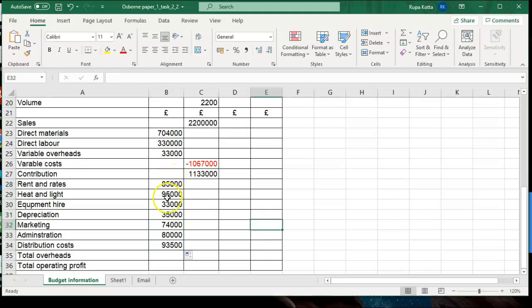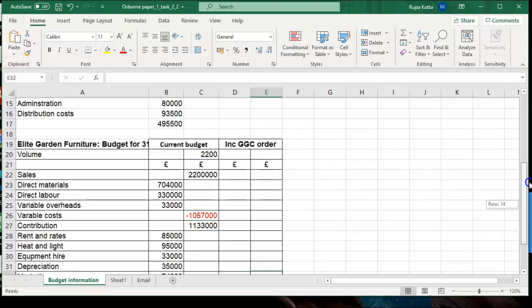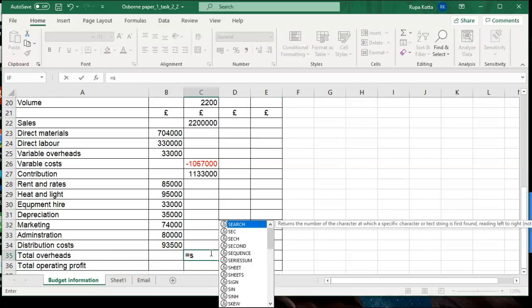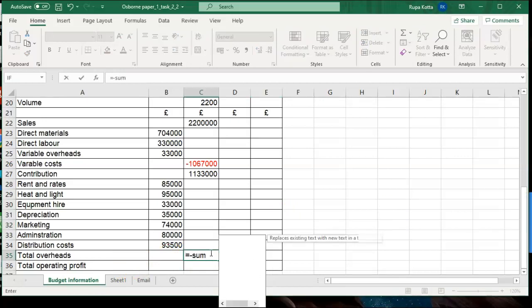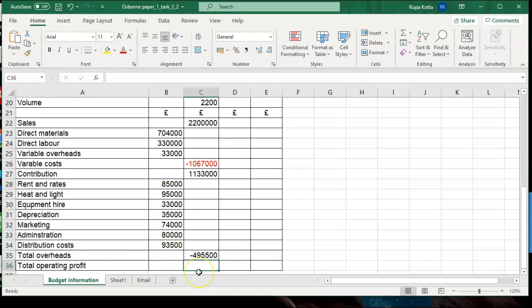So all the overheads have now been copied, 85, 95, 33, 35, 74, etc., in the same order. Do the total overhead cost in this sheet over here, equal to, again make sure you show it as a minus sign, sum 85,000 up to 93,500. And calculate the total operating profit, which is the contribution minus the overheads.